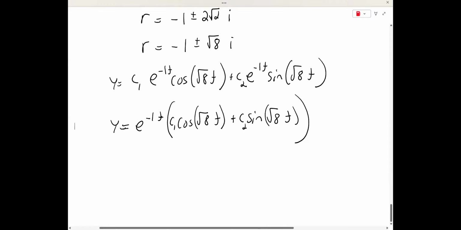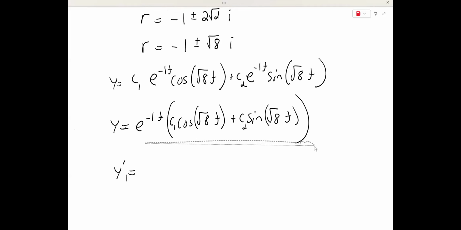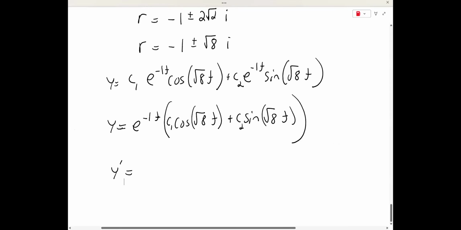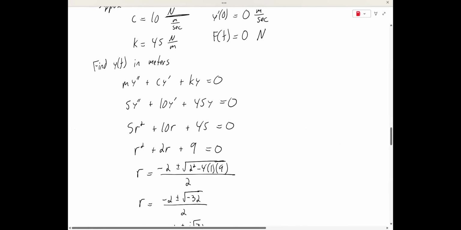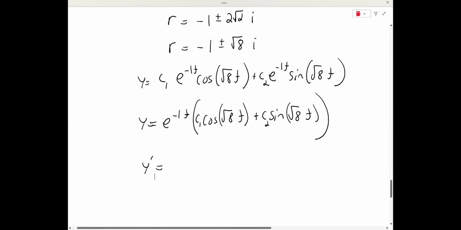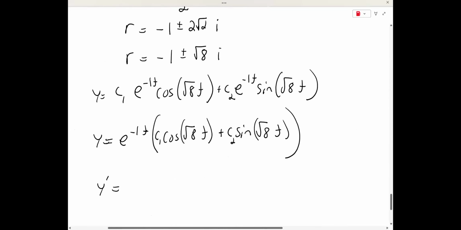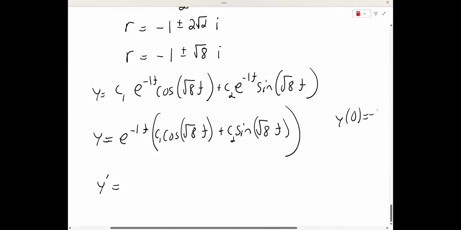So y prime is equal to, now to take the derivative here, how would you take the derivative of this? It's a bit of a mess, but I'm going after the conditions, the C1 and C2 here. You have to use the product rule. Remember the conditions, I'll write them over here for reference: y of 0 is equal to negative 1, and y prime of 0 was equal to 0. Those are the initial conditions.